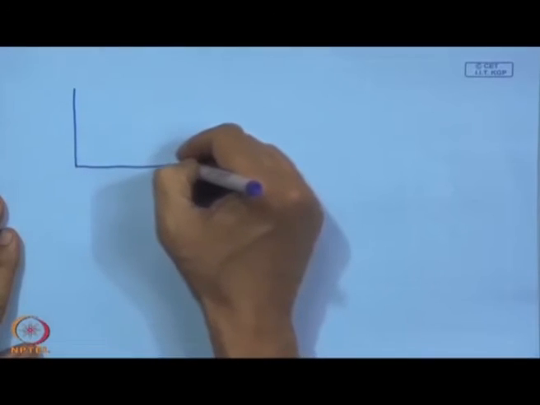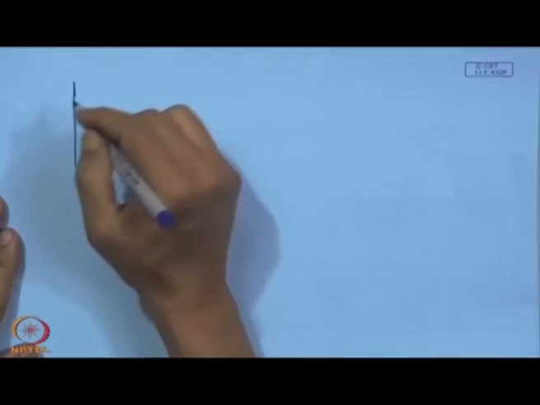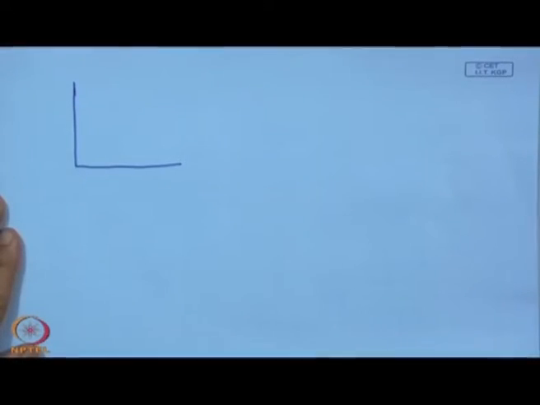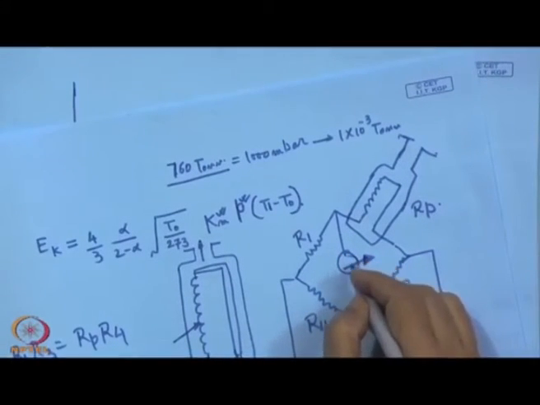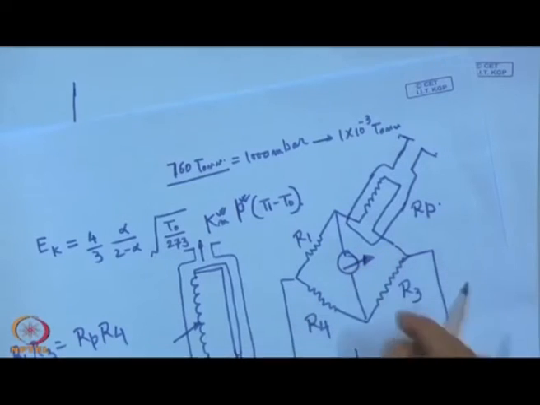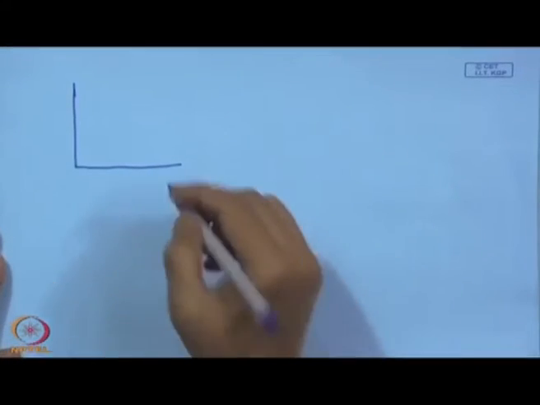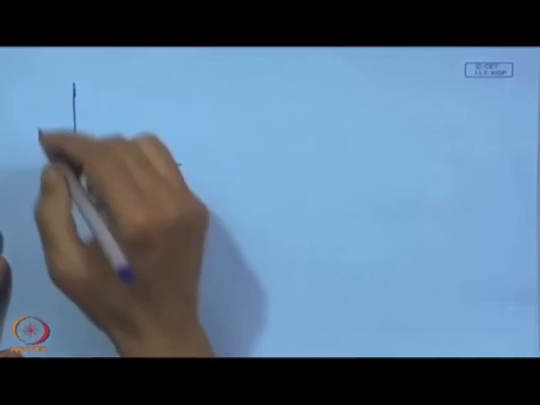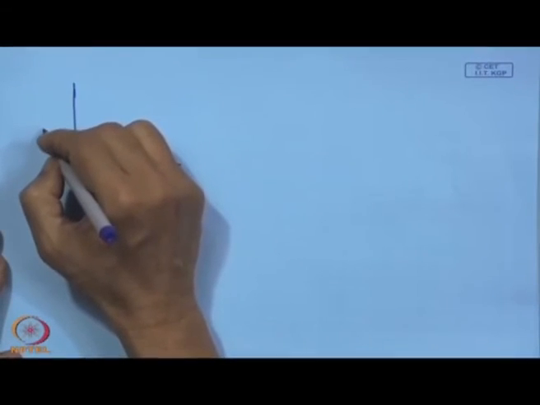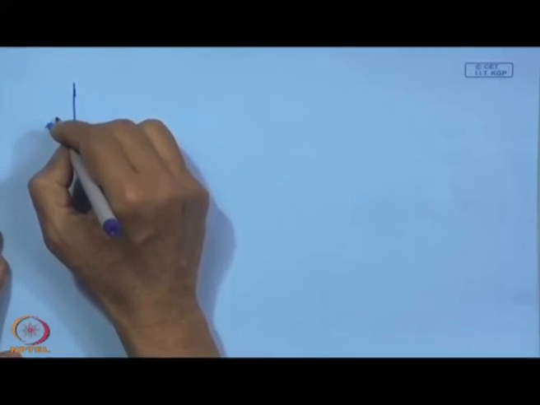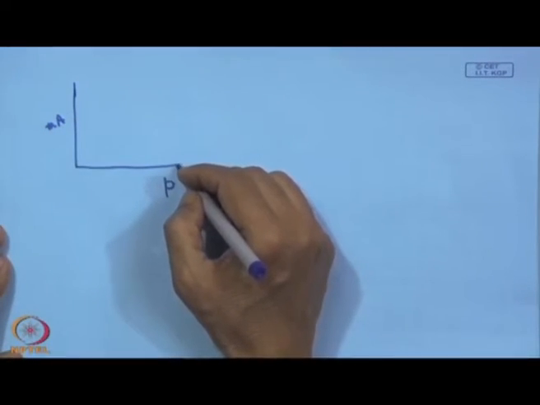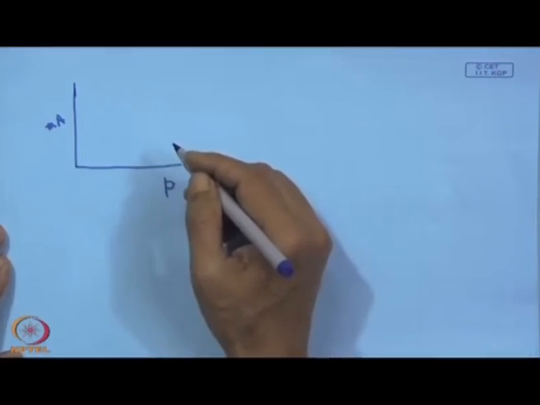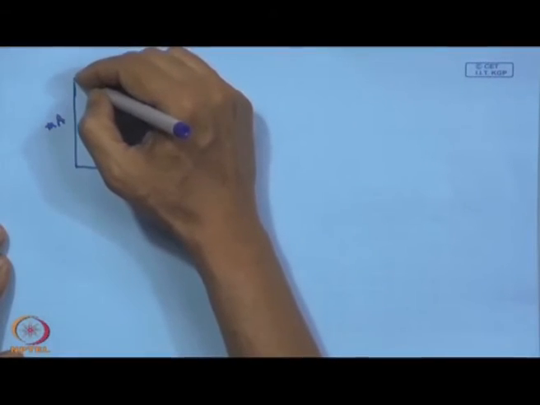So, say this is the meter reading, that is the output, and because of the change of pressure, we say this is the pressure and this is the meter reading. Say this is a milliampere. So, what we see, because of the fall of pressure there is a change in resistance. So, what can we have?